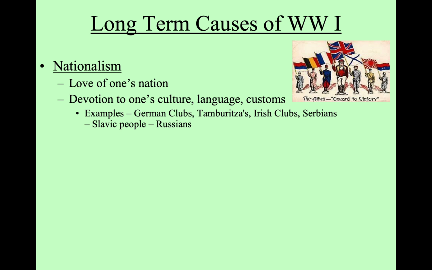The long-term causes of World War I include the four ideas of nationalism, imperialism, militarism, and the creation of alliances. The first of these problems was nationalism, which can be defined as a love of one's nation or pride in one's country, and a devotion to one's culture, language, and customs.